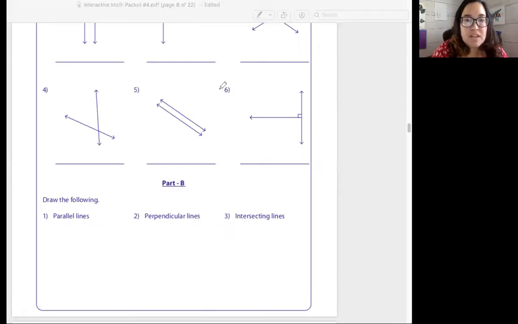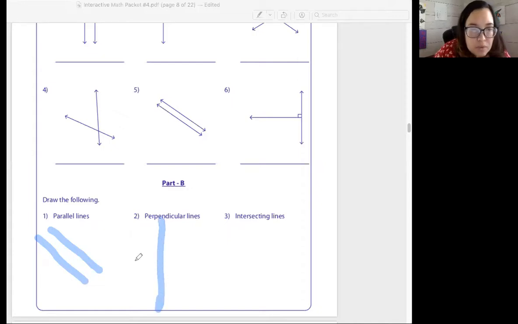I'm going to get me a little fuzzy one here. So parallel, they have to go sideways for mine. I'm gonna draw one line, perfect, and another line, perfect. They're probably never going to touch. Perpendicular. I'm gonna do a really long line. And then I'm gonna do a really short line.